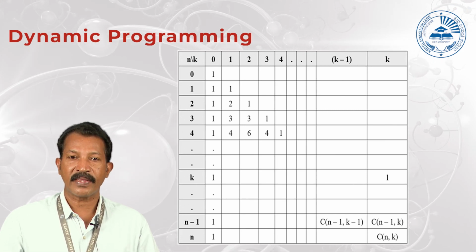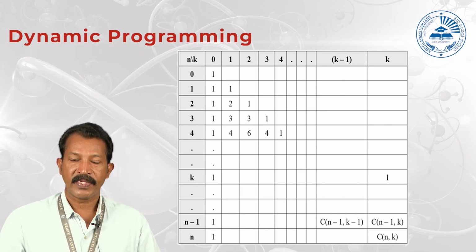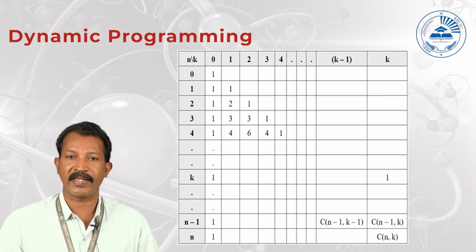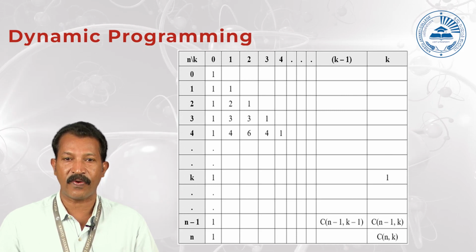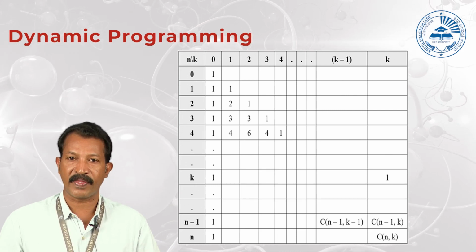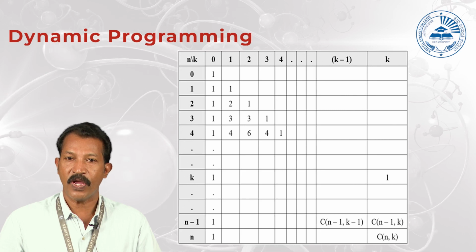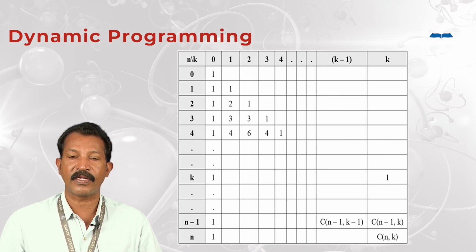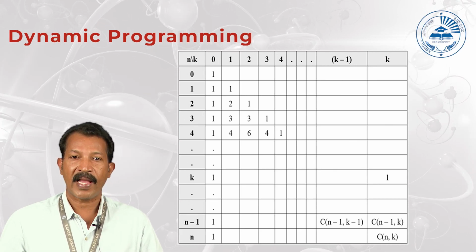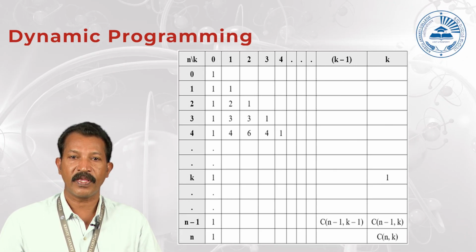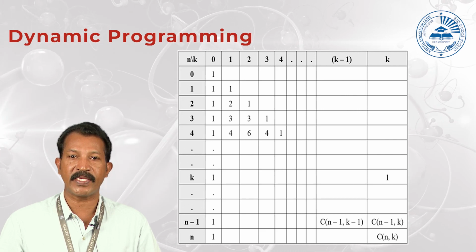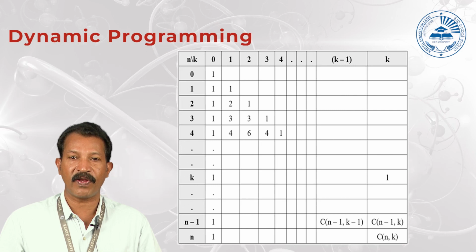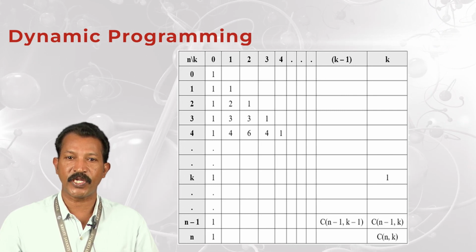Now coming down, that will be C11. C11 also is 1, because it is also a base condition: for any value of n, nCn is equal to 1. Now coming down to the next cell, row number 2 and column number 1. The address of that cell is C21, which means the value contained in that cell will be equal to the binomial coefficient C21.